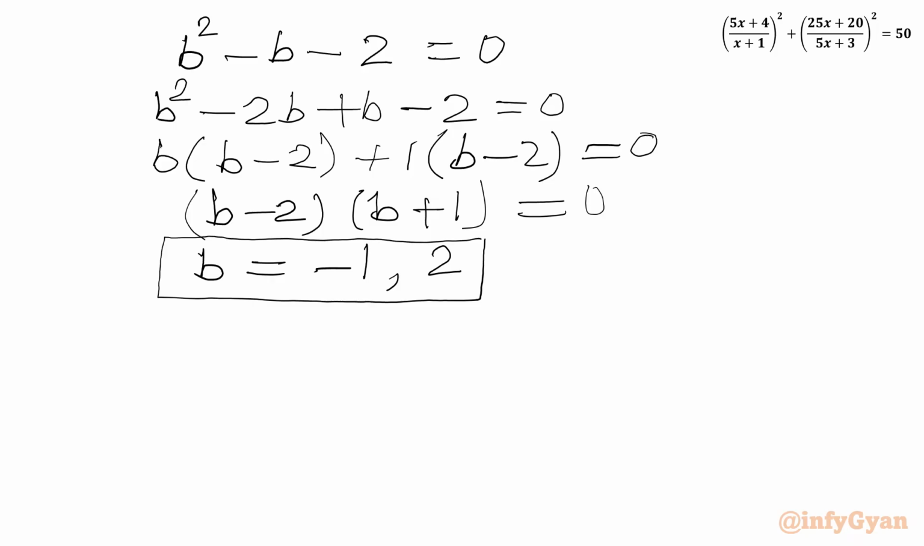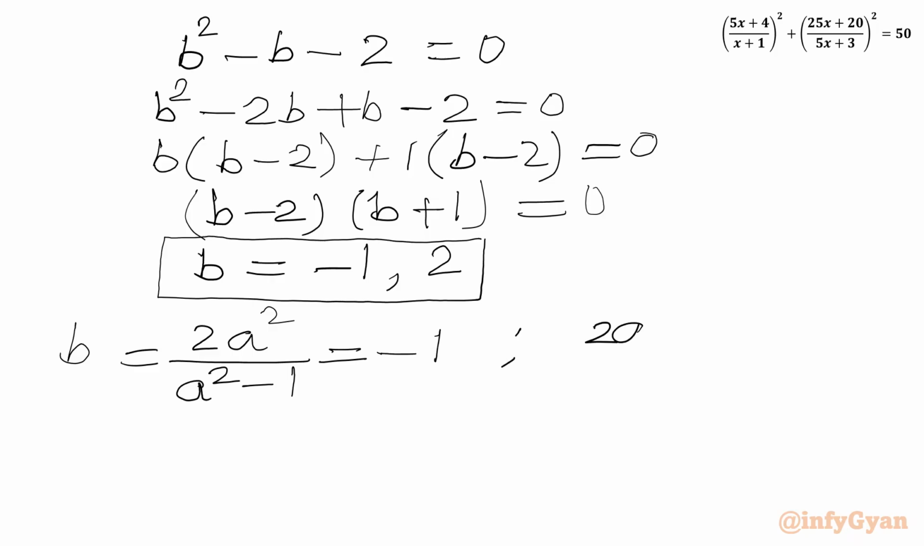Now b was our substitution, 2a square over a square minus 1. We will write here 2a square over a square minus 1 equal to b, and we will write equal to minus 1. And the second equation, I will write 2a square over a square minus 1 equal to 2. Let us solve the second equation first.